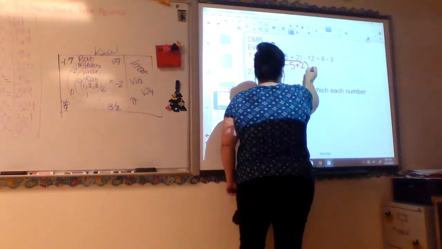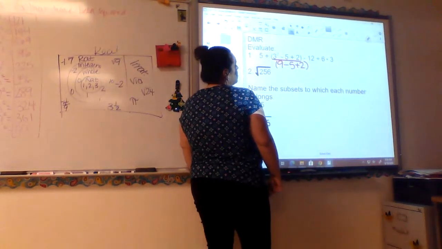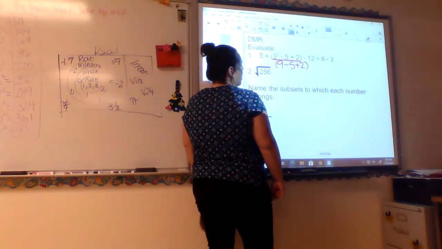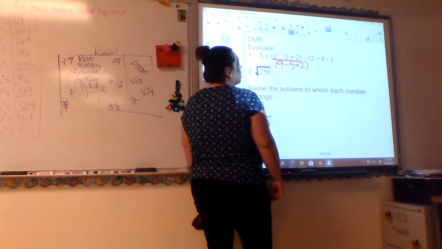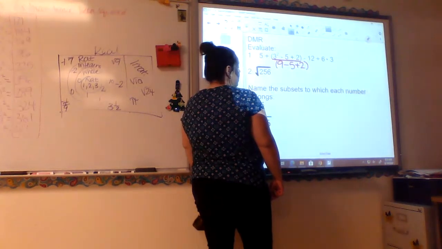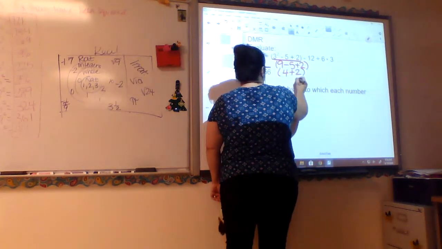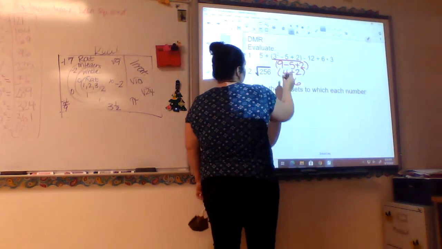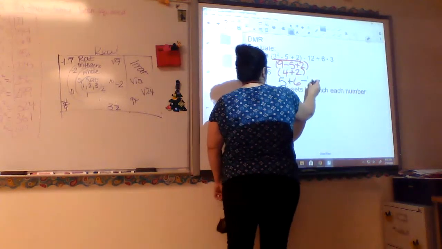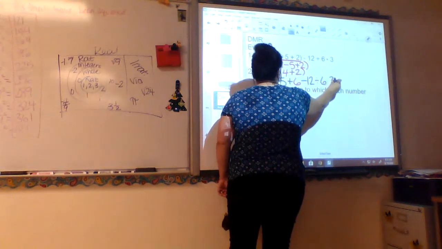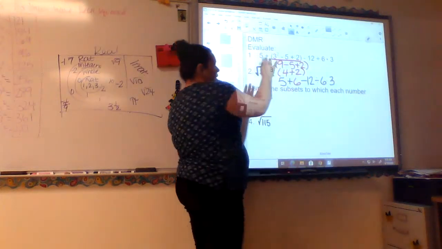And then what should I do next? Multiplication and division, but I don't have any, so I'm going to add and subtract from left to right. So 9 minus 5, that's 4, and 4 plus 2, that's 6. And then I'm going to rewrite everything that I didn't do yet. Kind of go into this other problem.